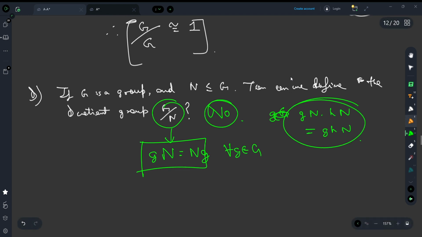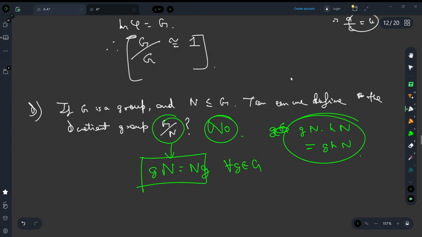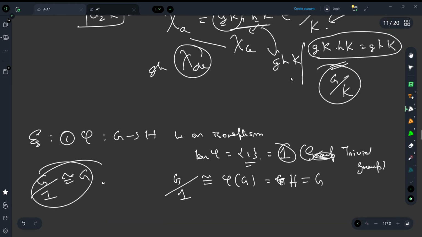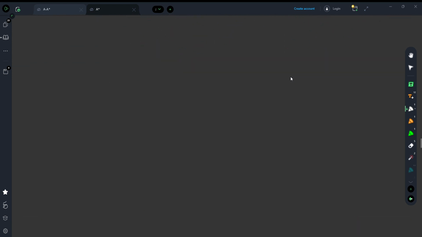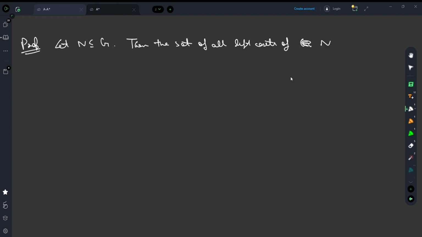So let us move towards this. Or should I consider this in some other lecture? No, let's do it in this lecture itself. Okay, proposition. Let N be a subgroup of G. Then the set of all left cosets of N in G partitions G.